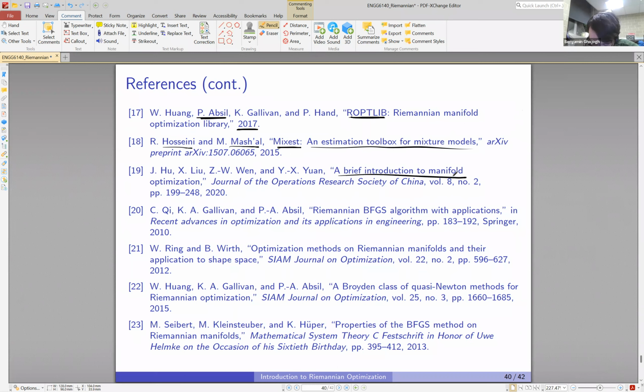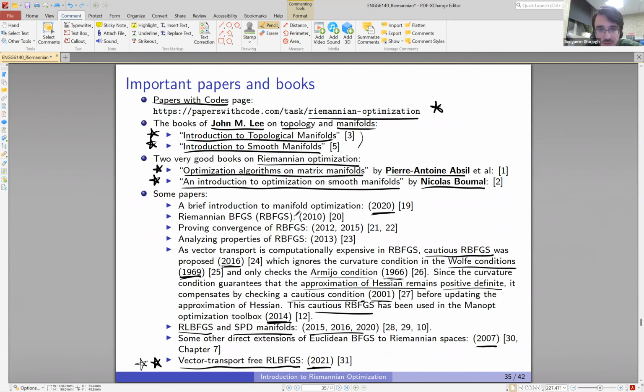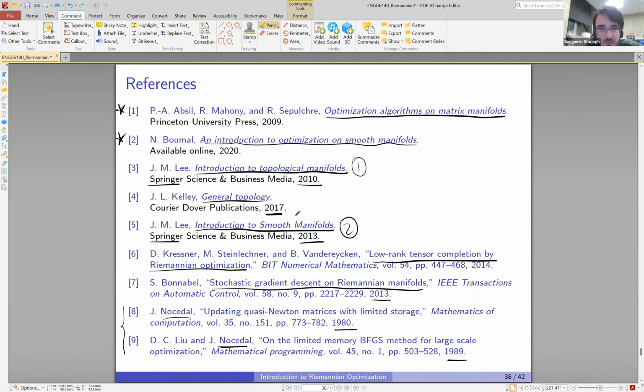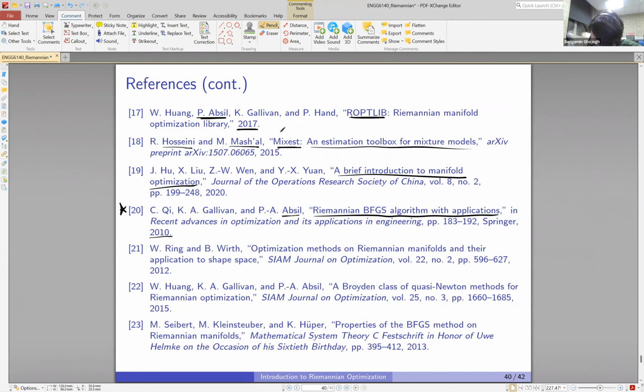This is a brief introduction to manifold optimization, a kind of survey or introduction to this area. This is Riemannian LBFGS algorithm with applications. This is also a good paper, from 2010, by Absil. Let me remember this. Yes, so 24, okay. So 24, this is the paper of cautious RBFGS, which is all in 2016, which is also used nowadays in Manopt. I talked about it briefly.